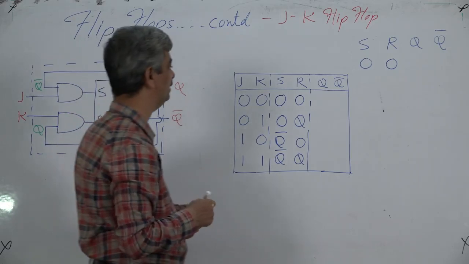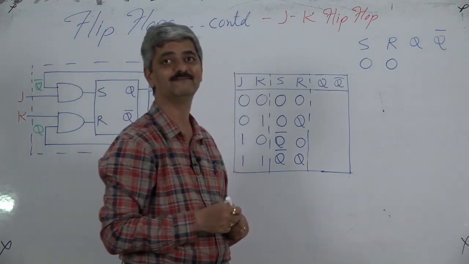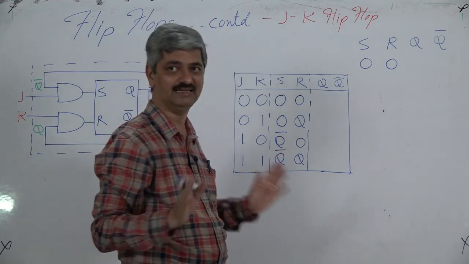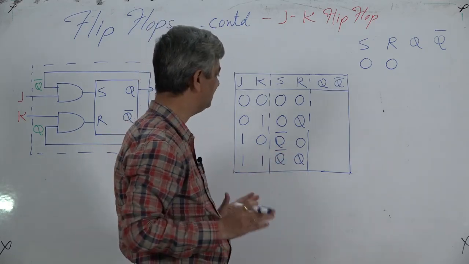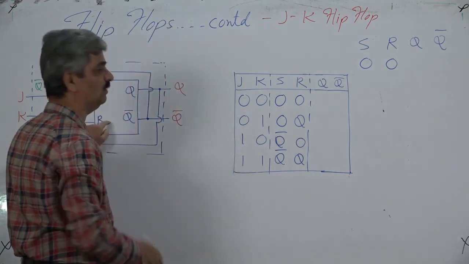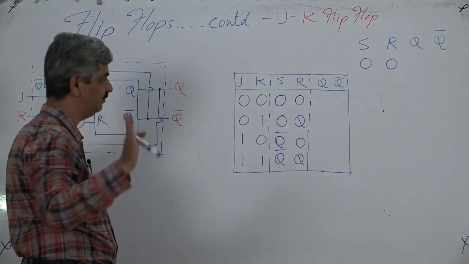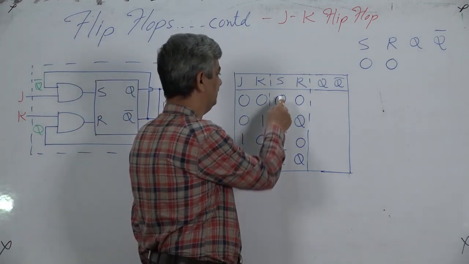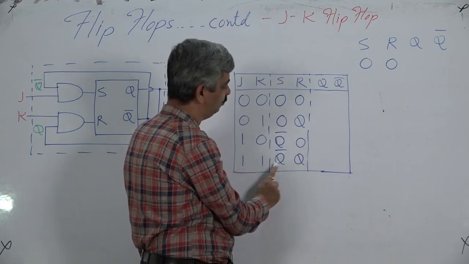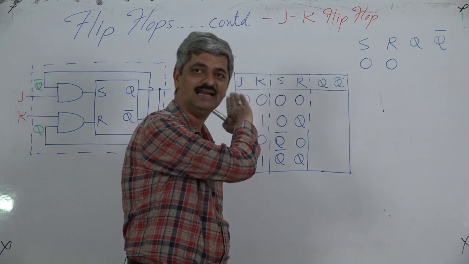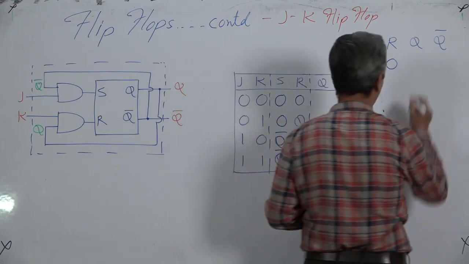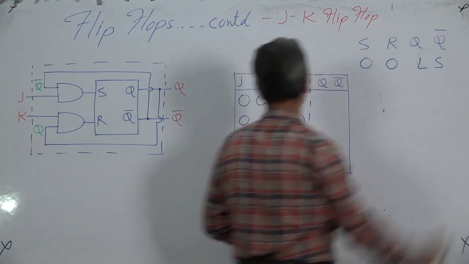So for S equal to 0 and R equal to 0, what will happen? Obviously, the flip-flop will maintain its last state, because now we will find that in any case, both will not be 1. S equal to 1 and R equal to 1 will never occur in this case. As you see, here is S equal to 0, R equal to 0, and here Q bar and Q. So S equal to 1, R equal to 1 will never come. As it never comes, I can comfortably write the output as last state for S equal to 0 and R equal to 0.